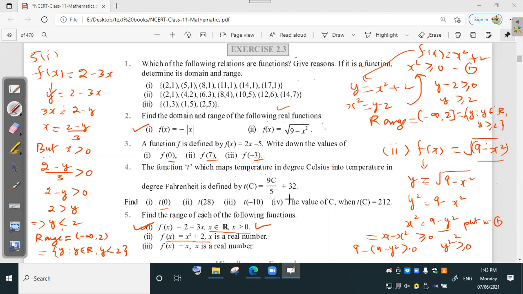And now next time we will take more questions, some extra questions, because we have very few questions here in our textbook. Although it is finished as per the textbook, inshallah we will take more questions on range, how to find the range and domain. Okay.